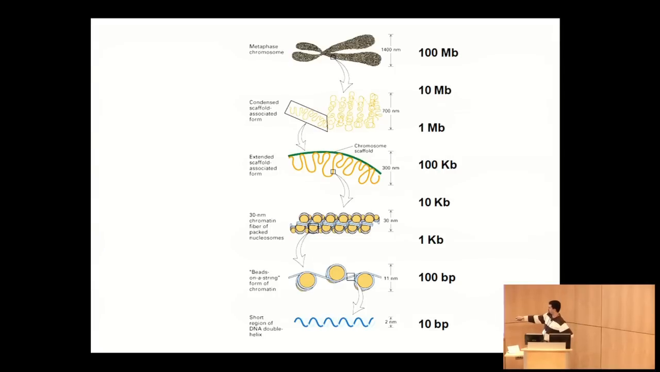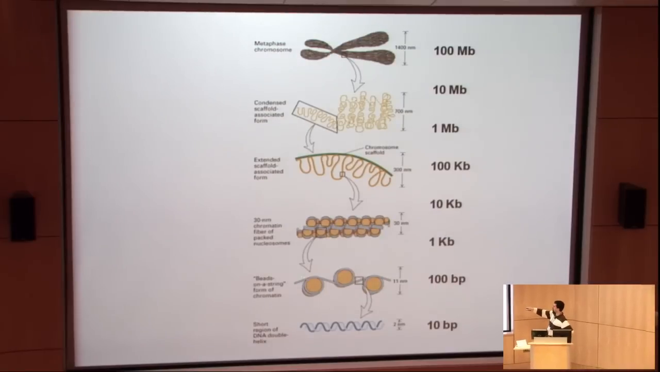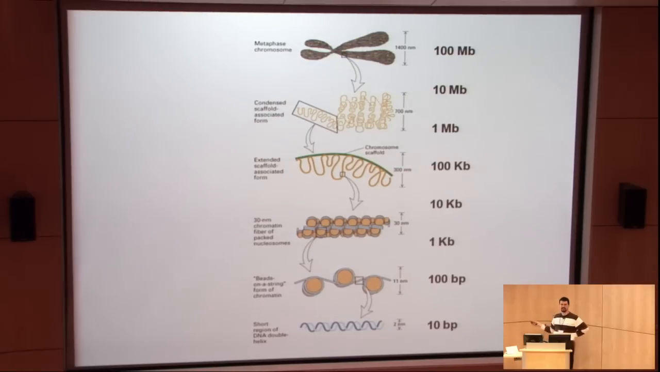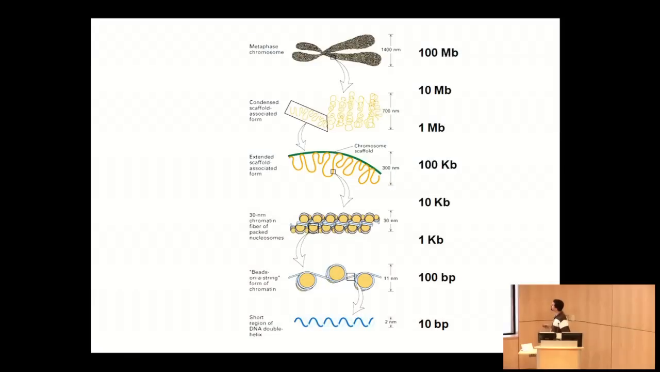So first you get the double helix, and then things are winding around chromatin, and then there's this thing called the 30 nanometer fiber, which people sort of understand rather less, and then there's this thing called the extended scaffold associated form, which people understand rather less, and then the condensed scaffold associated form, I guess that's the condensed extended scaffold associated form. And then finally you end up in the metaphase chromosome, and you realize that we've left the nucleus, Toto. We're not in Kansas anymore.